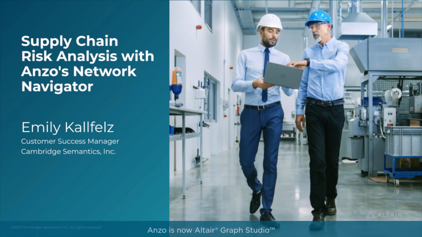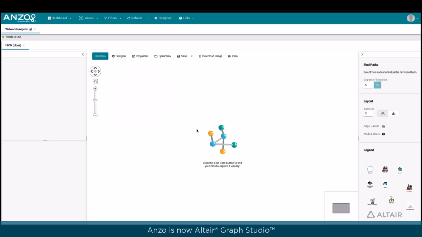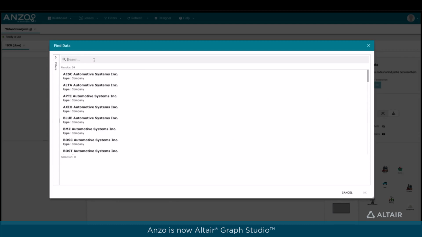So during this demonstration, we are going to explore a knowledge graph for automobile manufacturing supply chain data, looking to identify and investigate fragility in the supply chain. There are really many ways to visualize a knowledge graph, but let's start by targeting a specific automobile manufacturer. Here we can see all of the data available in the knowledge graph for showing in the network.